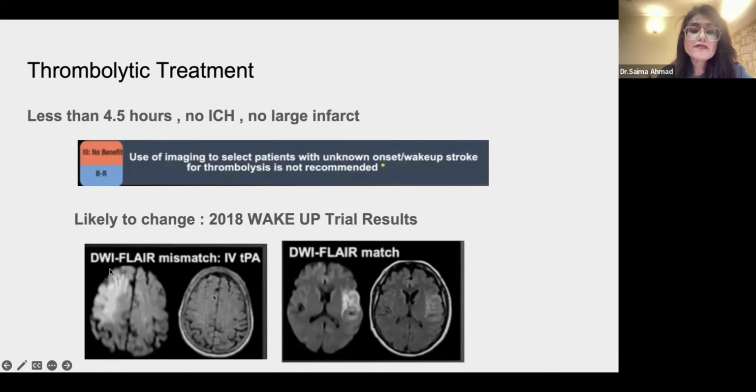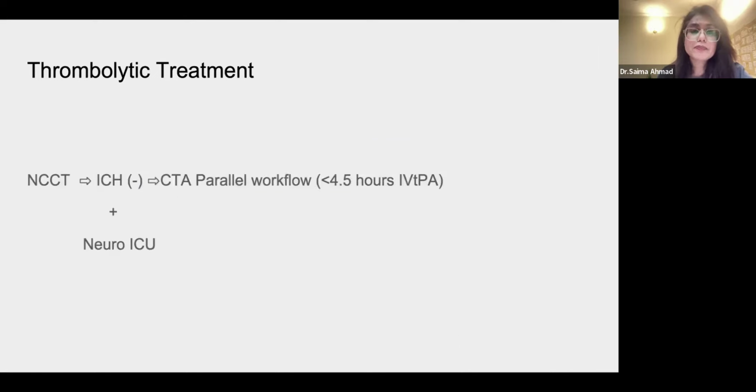So in the MRI, if there is DWI and the FLAIR mismatch, like in this case, you can see there is a restricted diffusion in the DWI. However, there is no change in the FLAIR. So this patient is the candidate for the thrombolytic treatment. However, in this case, when there is no mismatch between the FLAIR and the DWI, this patient is out of the window for thrombolysis, and we do not thrombolyze this patient.